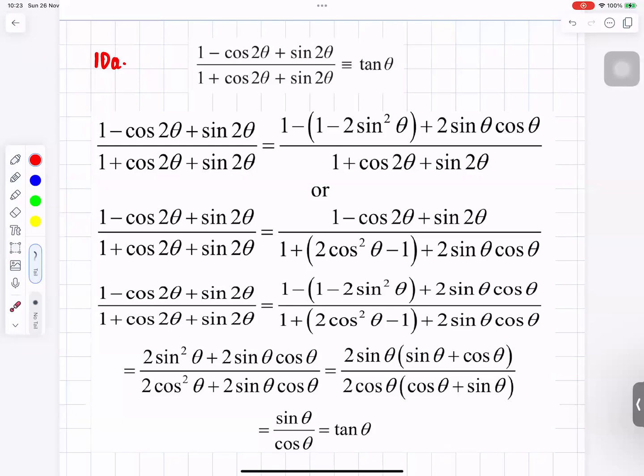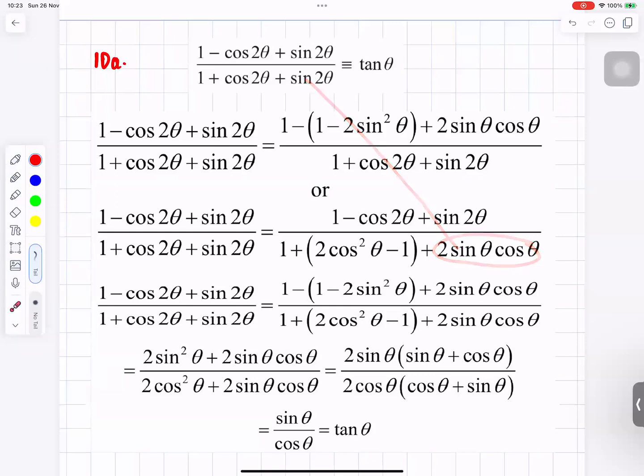So for 10a, we have to replace cos 2 theta. We replace it with 1 minus 2 sine squared theta, and we replace sine 2 theta with 2 sine theta cos theta. So that's one way you can look at that. And then you replace cos 2 theta with 2 cos squared theta minus 1, and replace sine 2 theta with 2 sine theta cos theta.